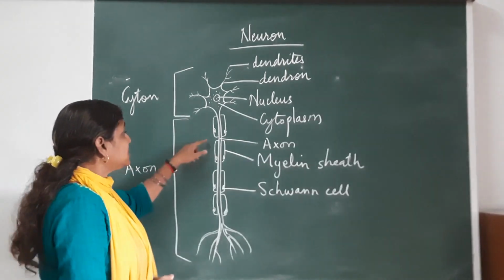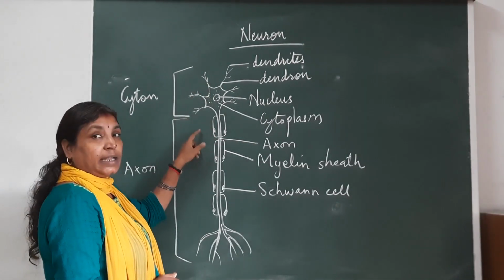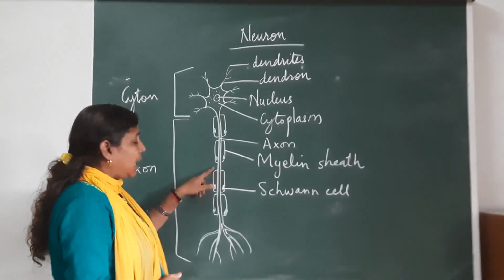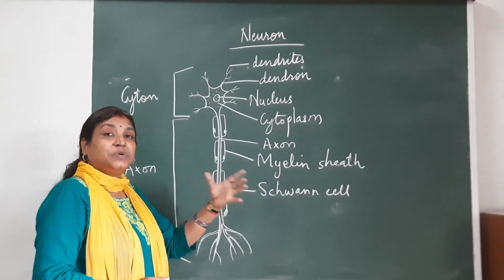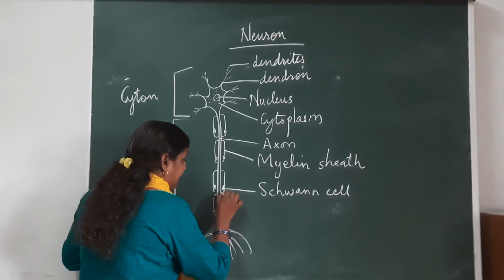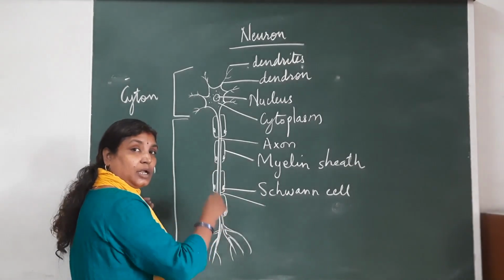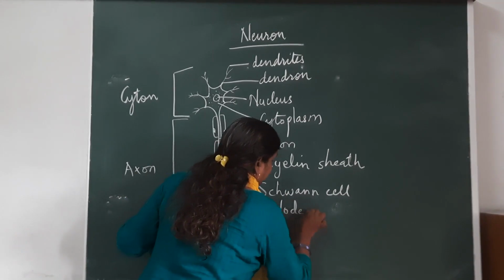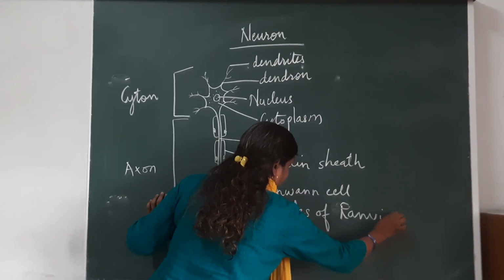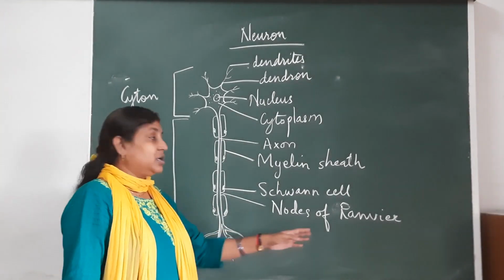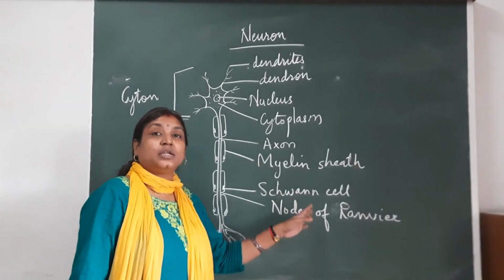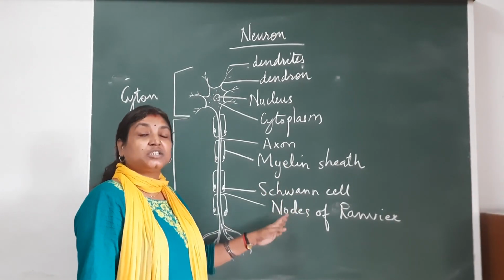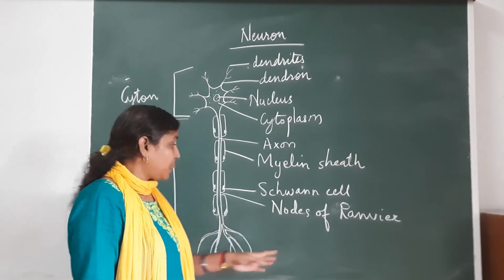In that case, what happens? The impulse which is collected will jump from one node to another node, and this is how the speed is increased. This gap, the interruption or the breakage, is known as node of Ranvier. Nodes of Ranvier, Schwann, all these are the names of the scientists who discovered it. So, these parts are named after them.